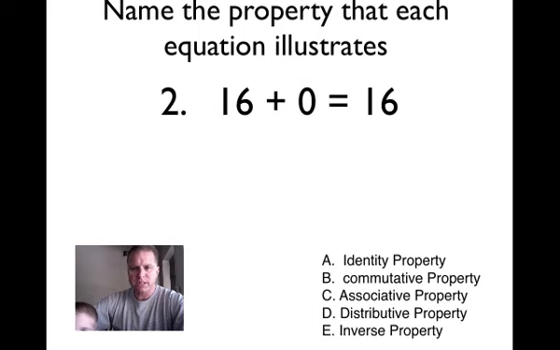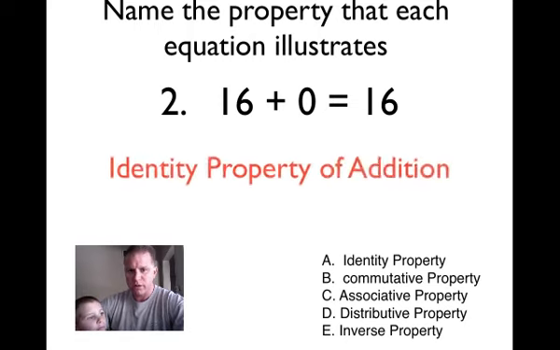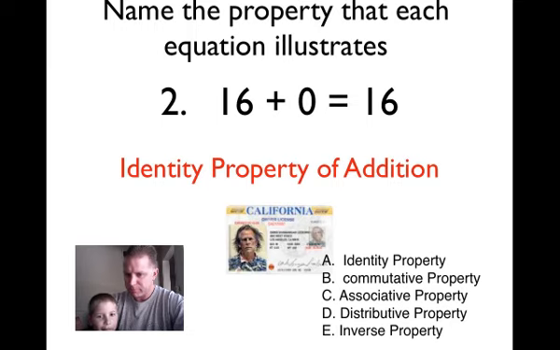Number 2, 16 plus 0 equals 16. So when you add 0, what property is that? Commutative? Nope, that means things move. Oh, so identity. Good job. Identity property. Remember, think ID. It's who you are. So think driver's license. Okay?